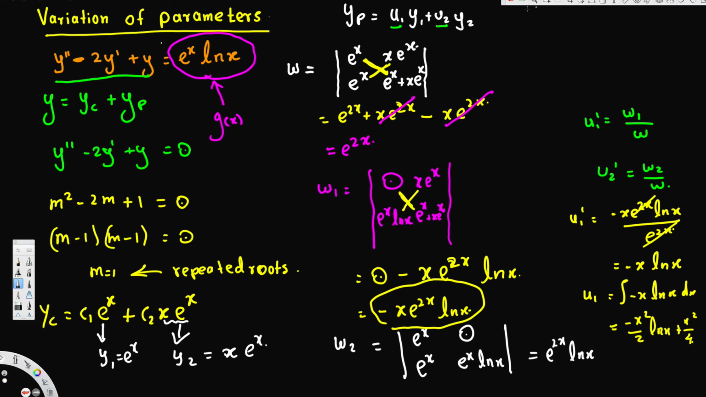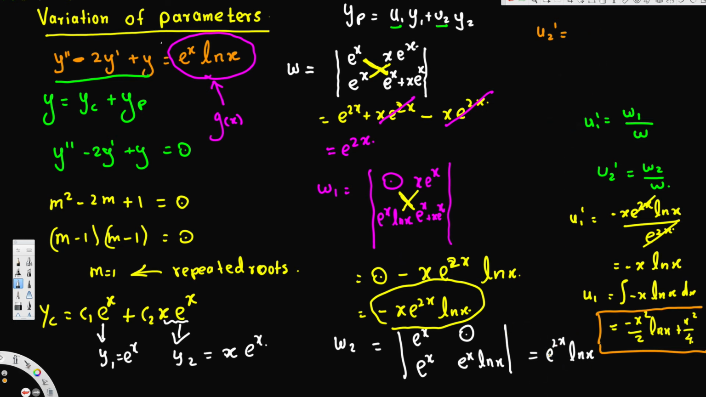Okay, I continue here. Oh, let's use this one. I'm finding u2 prime now. u2 prime is w2 over w. Let's note this one down because this is important information. w2 is e power 2x ln x.